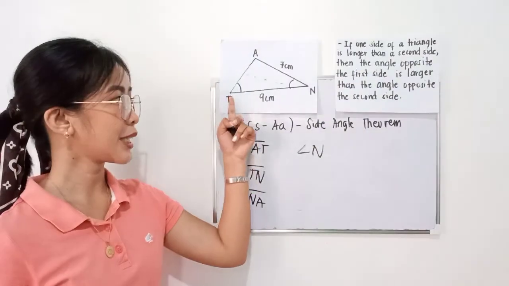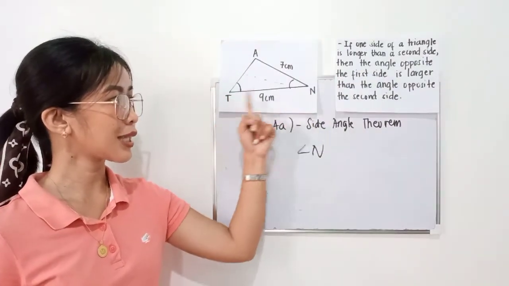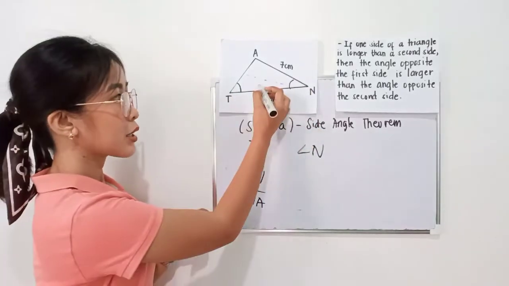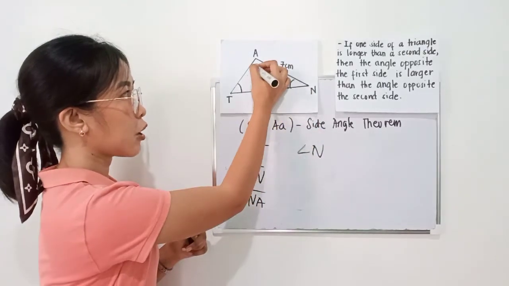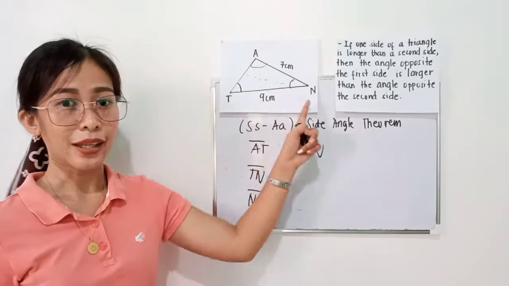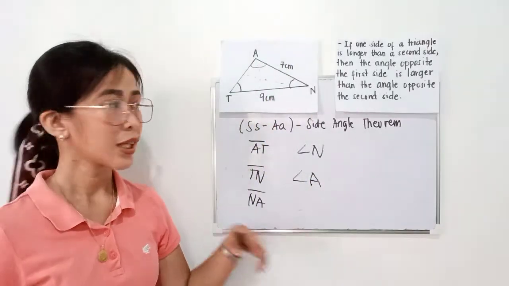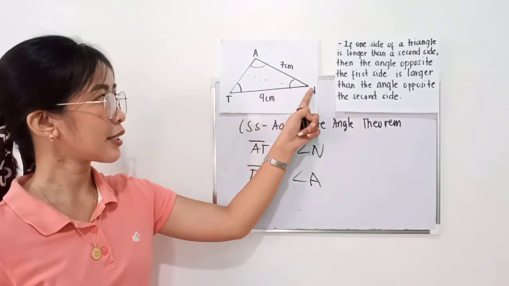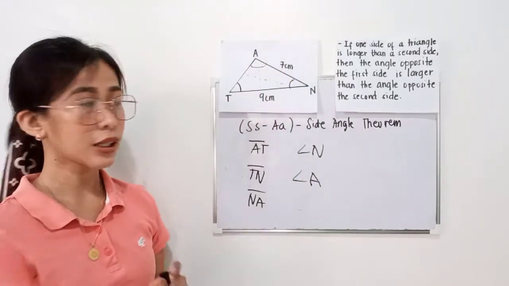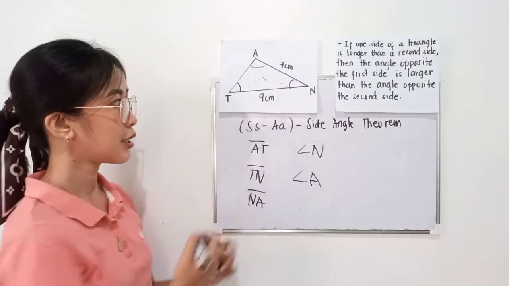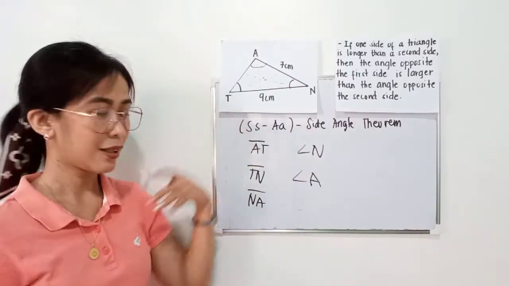Then, we have side TN. Who is across from side TN, or opposite to it? That is the angle opposite TN. Therefore, the opposite angle of TN is angle A. And next, we have side NA. Who is the opposite angle of side NA? Isn't it angle T? Right?